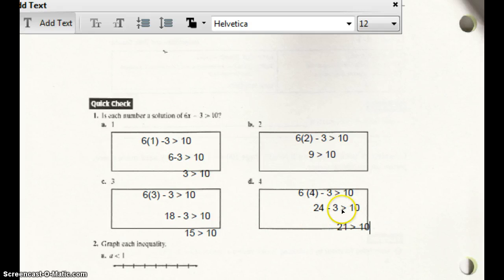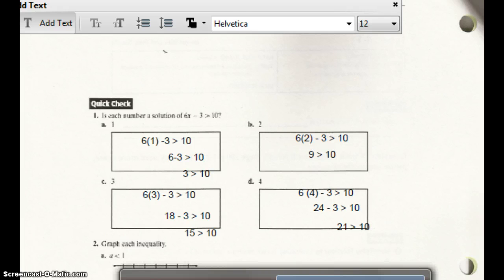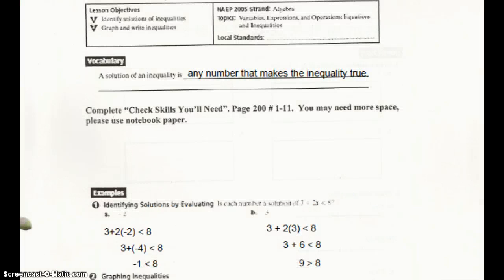So hopefully you guys are feeling comfortable with this. So we're going to move on to graphing inequalities. So if we go back in our packet to our first page, we can go down to the graphing inequalities section.